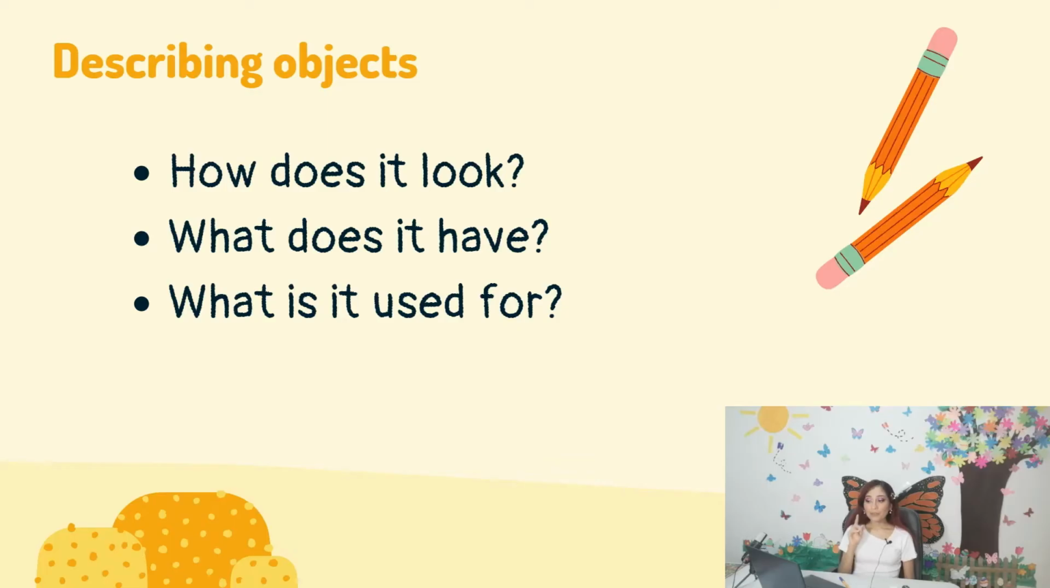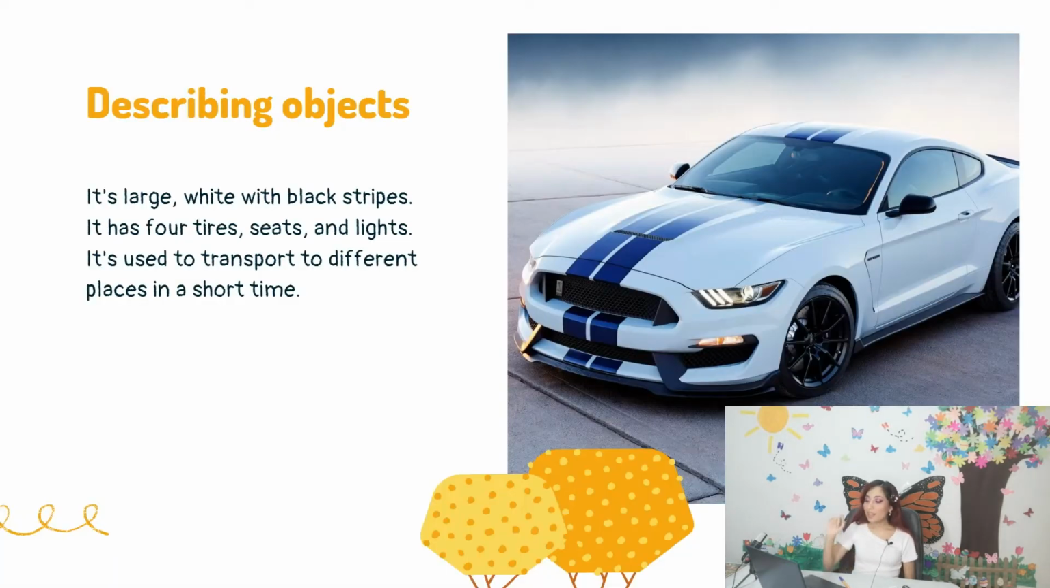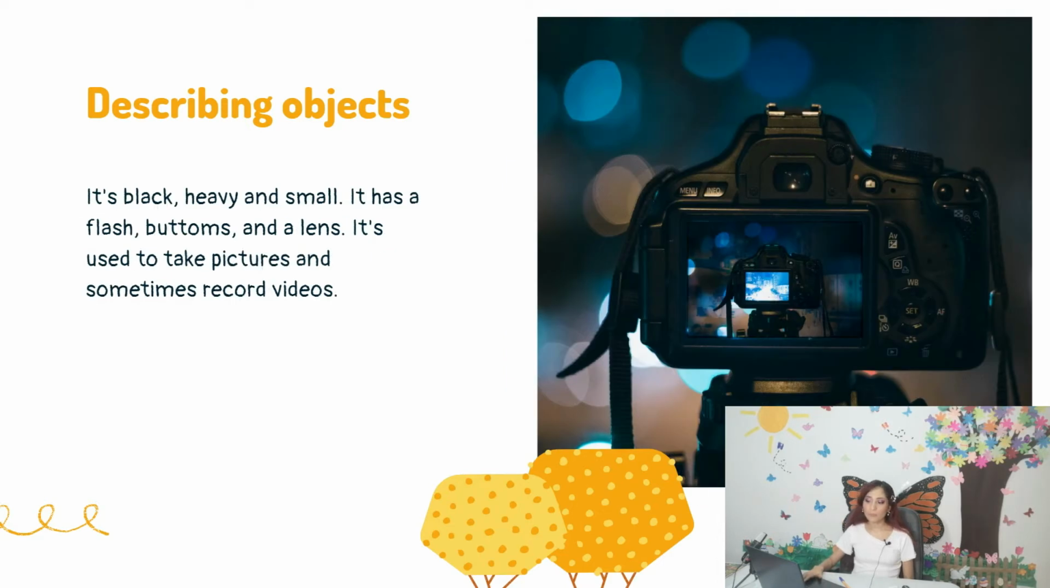We read about some inventions, but remember the 3 questions that your description of any object needs to answer: how does it look, what does it have, what is it used for, and that's it. Later we check some descriptions that I wrote for you so you can understand this a little better.